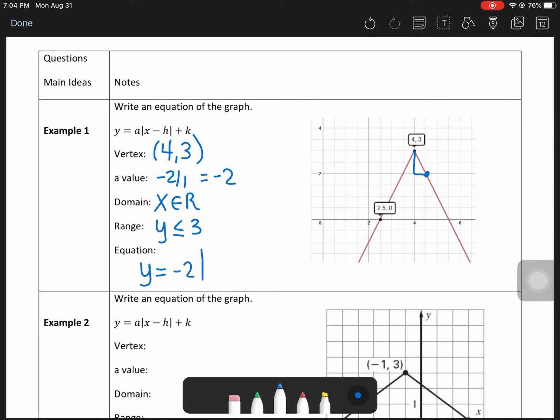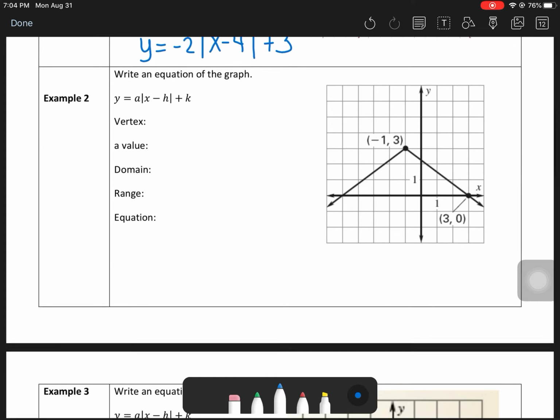Our a value is negative 2, times the absolute value of x minus our h value, which is 4, plus our k value, which is 3. And that would be the equation of that absolute value function. Let's take a look at the next example.